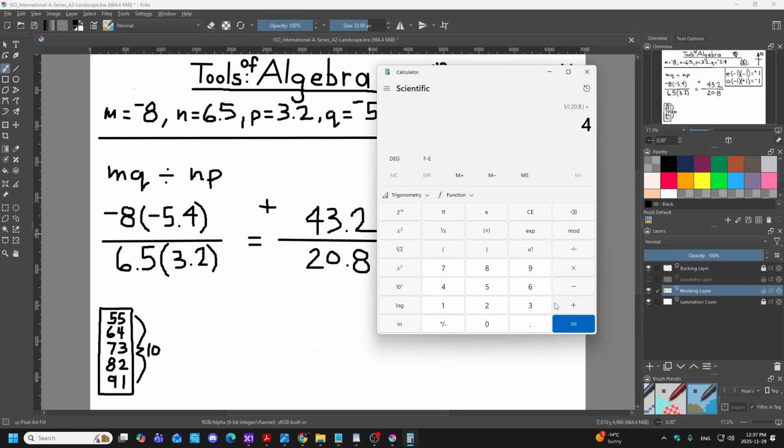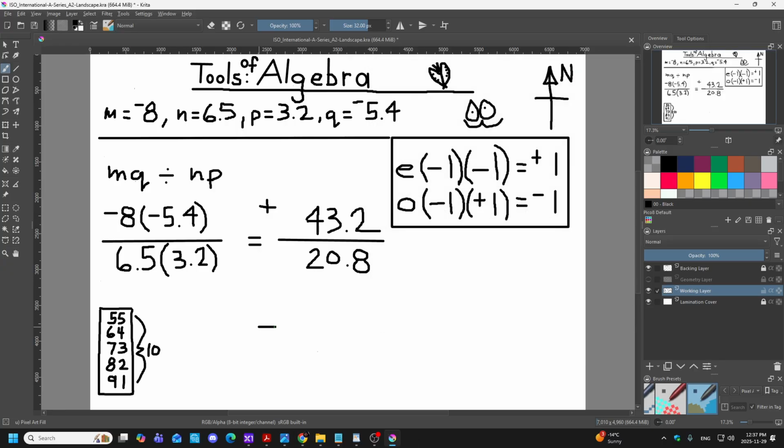Times 43.2. I get 2.077. How accurate should I go? One decimal place. 2.1. Okay? Let me show you so you can see.